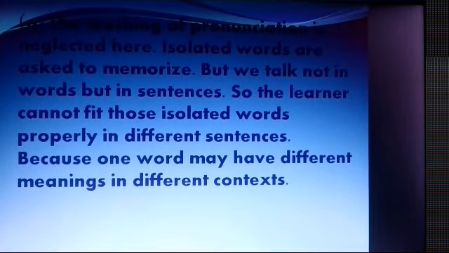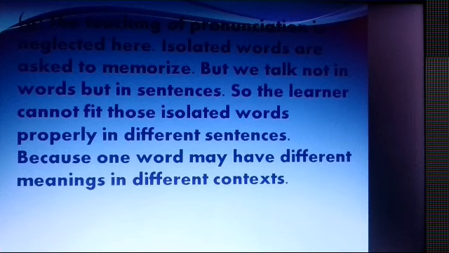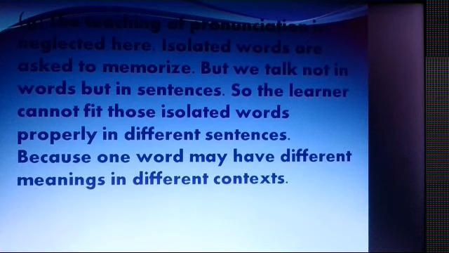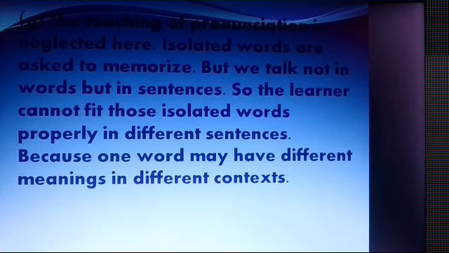The teaching of pronunciation is neglected here. I have already told it. Isolated words are asked to memorize, but we talk not in words but in sentences. So the learner cannot fit those isolated words properly in different sentences, because one word may have different meanings in different contexts.